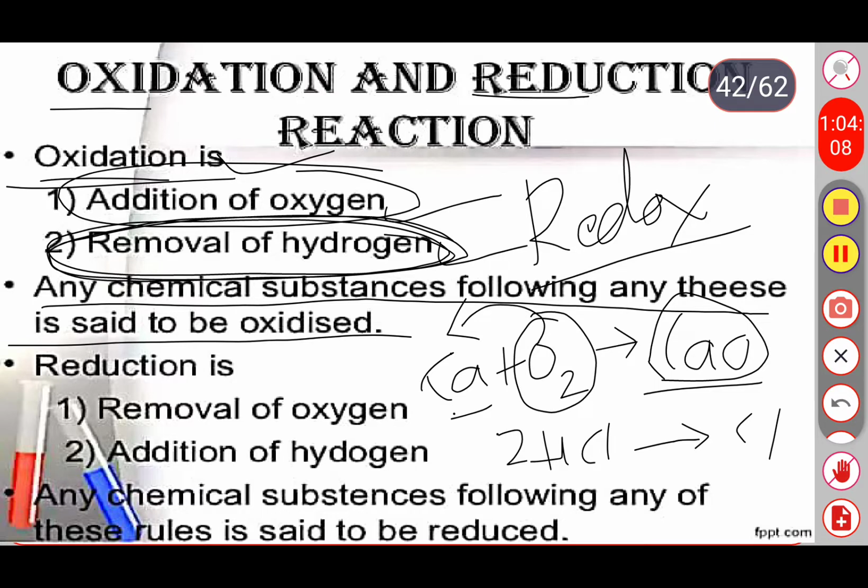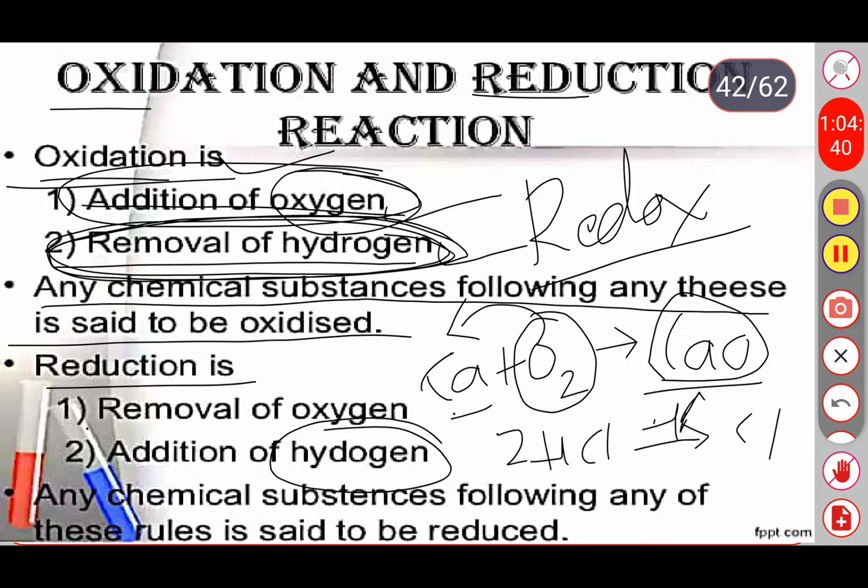Next one, reduction reaction. This is the opposite of oxidation. What are we adding in the oxidation reaction? Oxygen. In the reduction reaction, we are going to add hydrogen and we are removing the oxygen. So the removal of oxygen or addition of hydrogen is called a reduction reaction.